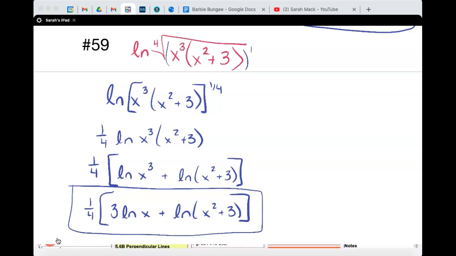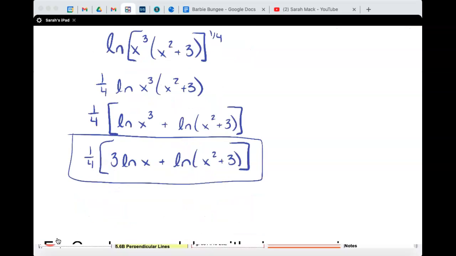I could distribute the fourth to each term, but you don't necessarily need to. You could if you wanted to, if you're thinking about that. But yeah, these are just kind of weird.